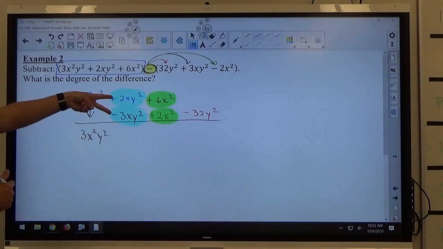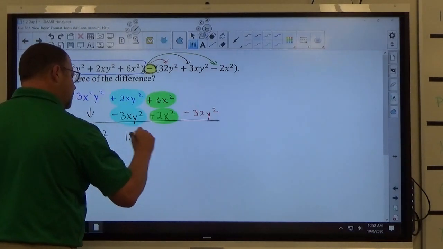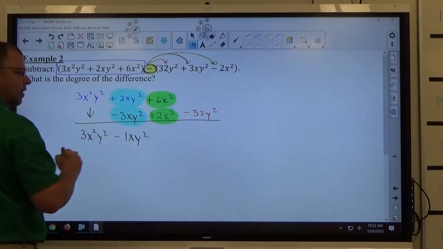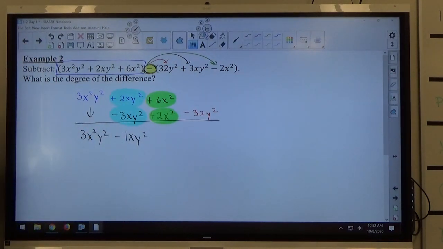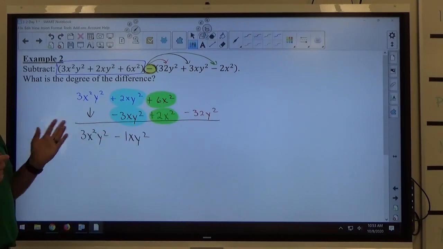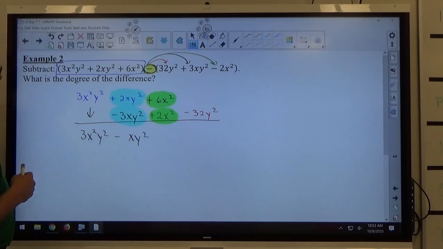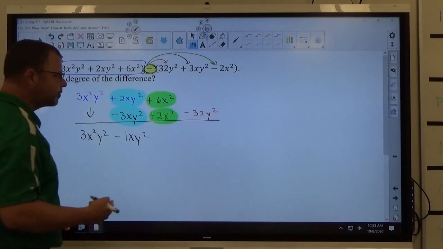These signs are different, so I subtract. I'm going to get 1xy squared. 3 is bigger than 2, so it's negative. So again, when I'm dealing with two numbers at a time, if the signs are different, I subtract. The bigger number is the sign of the answer. If the signs are the same, I add. The bigger number is the sign of the answer. The 1 is optional. If you put minus xy squared or minus 1xy squared, they mean the same thing. So if you put the 1, don't put the 1, they mean the same thing. So I put the 1, I'm going to leave it.